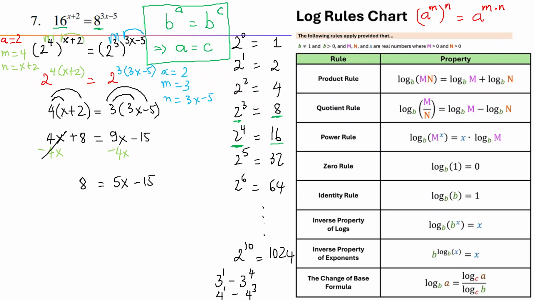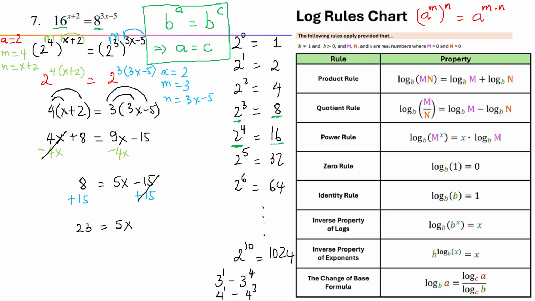Now we will add 15 to both sides. I will add 15 to both sides so that I can isolate the x terms. Now I will have 5x. Okay, this one is gone. 8 plus 15 is 23.